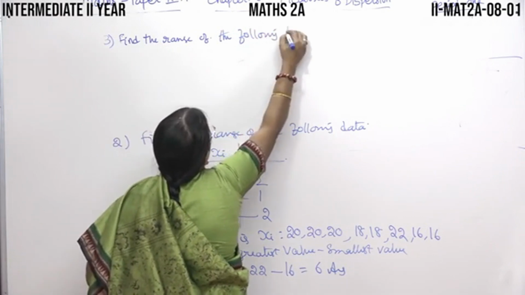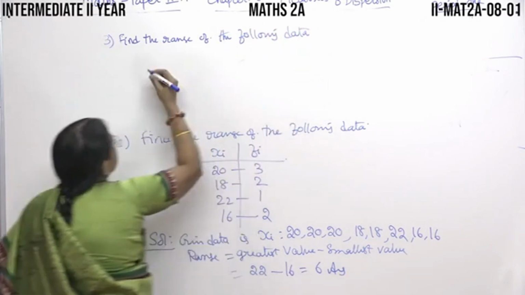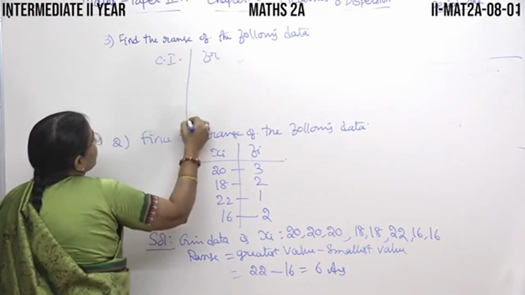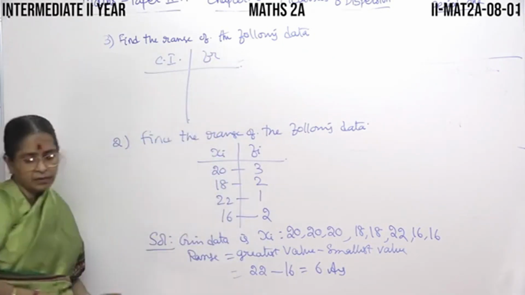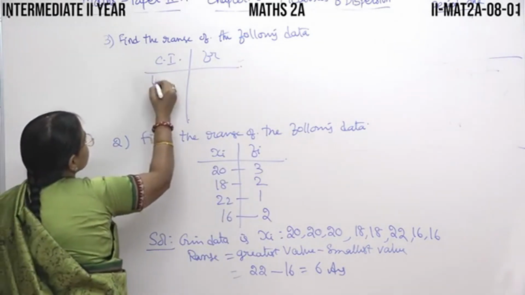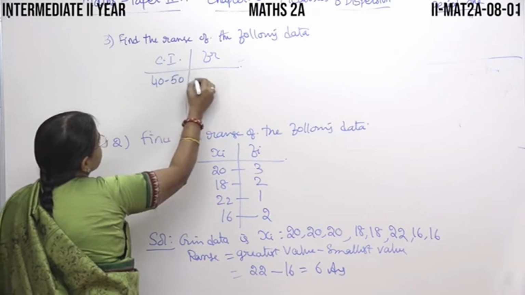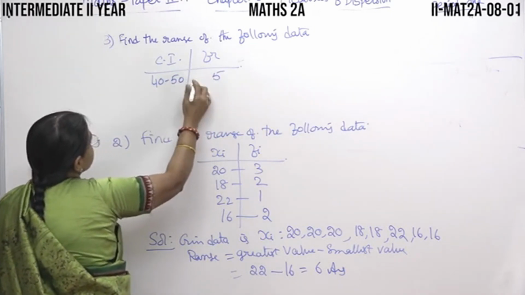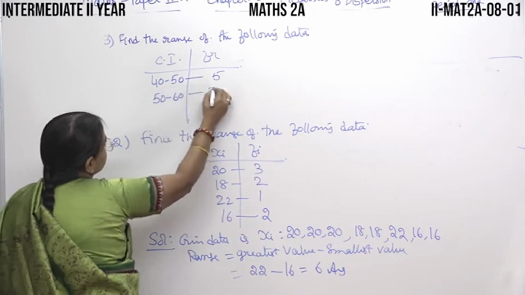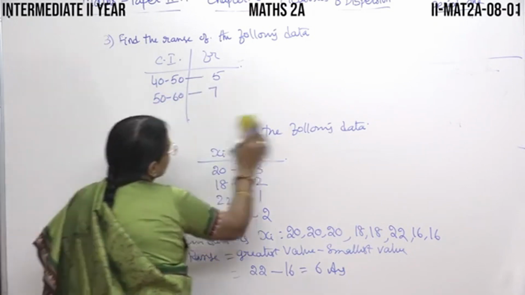Find the range of the following data. Suppose you are given class intervals and then frequency. Some example data: class interval and frequency. Suppose it is 40 to 50, frequency is 5. And then 50 to 60, say 7, like this.